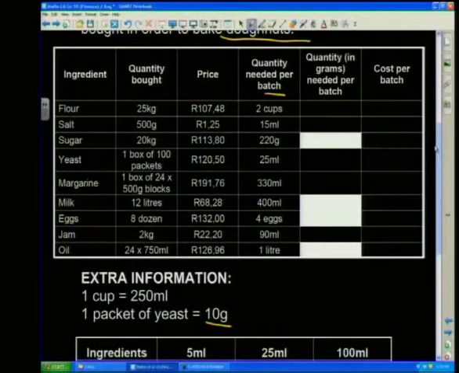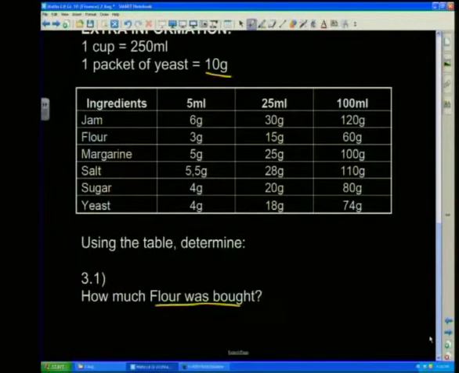How much flour was bought? We bought 25 kilograms. So on that, we can just add 25 kilograms, and we can move on to the next question.